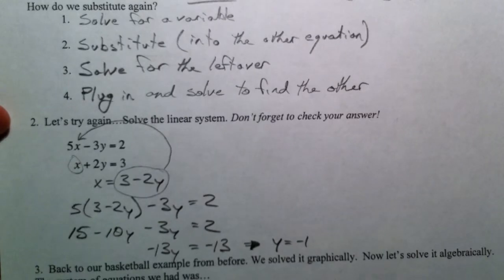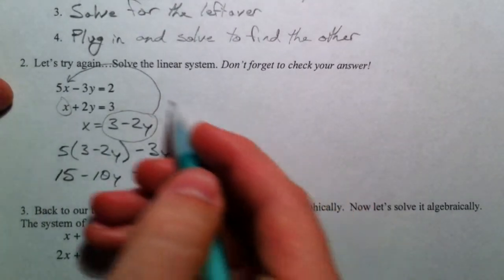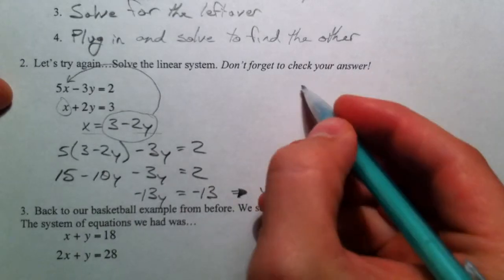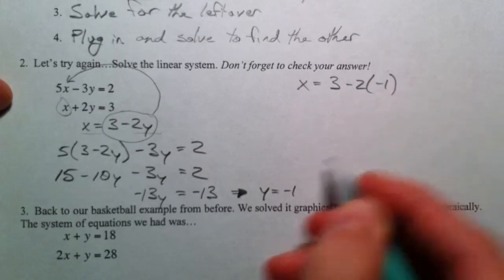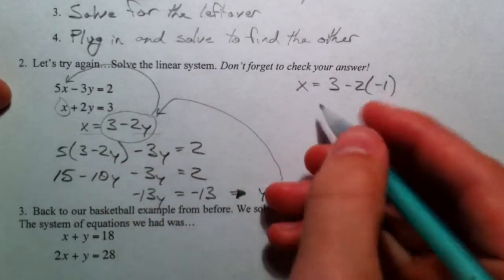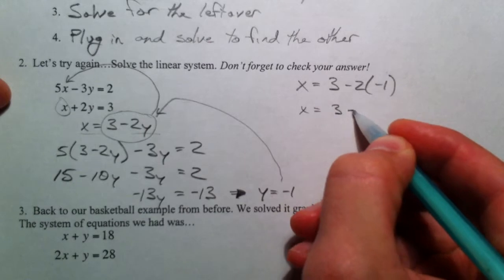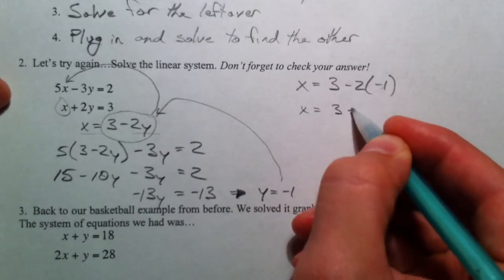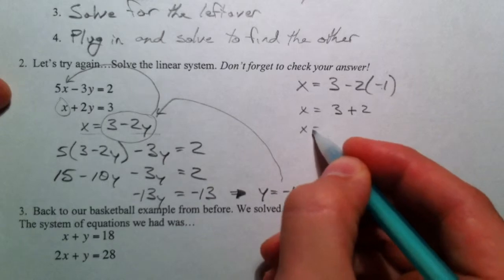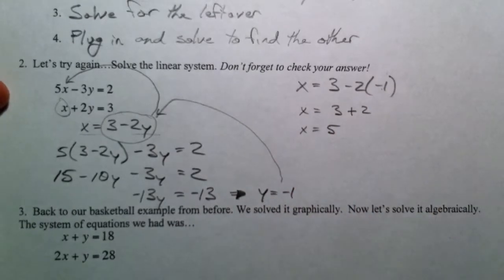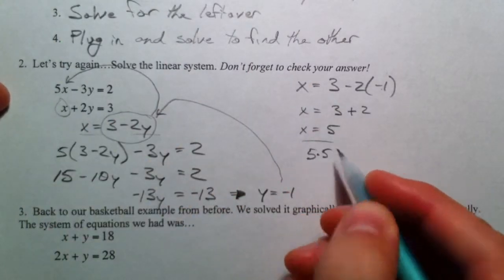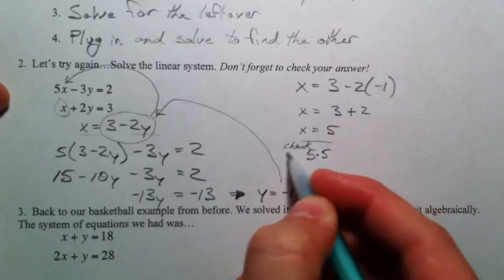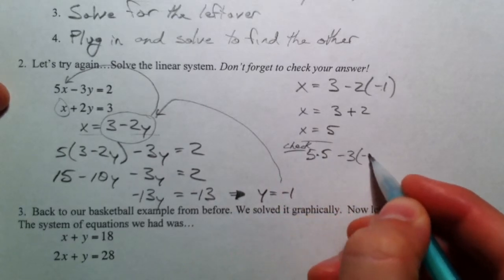negative 1. So once we use that, plug it back in, you already solved it for x. So x equals 3 minus 2 times negative 1. X equals 3 minus negative 2, so we're going to actually add 2. So x equals 5. Had you messed up the negatives here, it would have come out when you check your answer, right? So let's check it in the original. 5 times 5 minus 3 times negative 1.